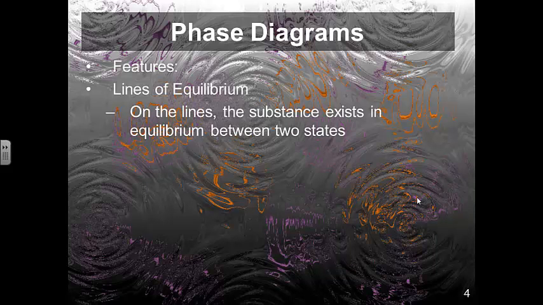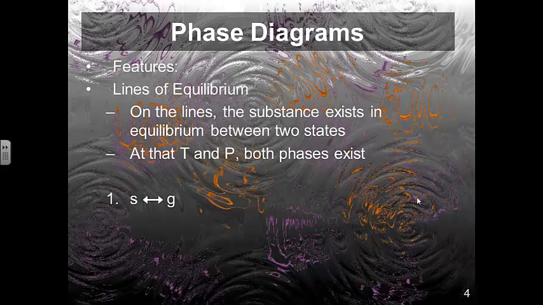So let's look at those features in a little more detail. The lines are called lines of equilibrium, and on those lines the substance exists in equilibrium between the two states. The substance exists in those two states at that point, on any point on that line. At that temperature and pressure, both phases exist together.